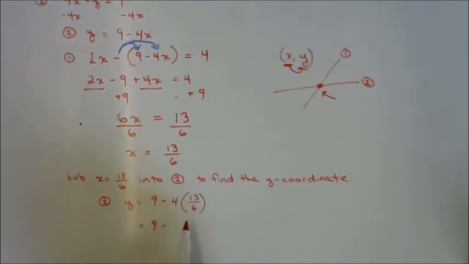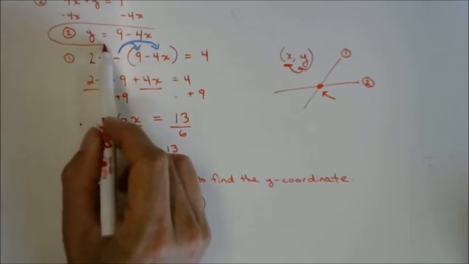Right now I just have simply a fraction times another fraction, right? This means multiplication. Where'd you have the 9 from? Equation 2.